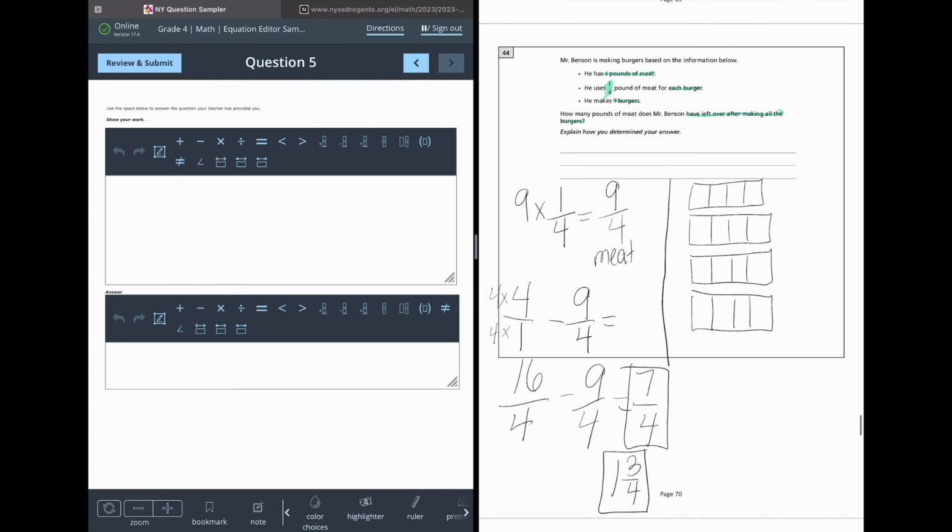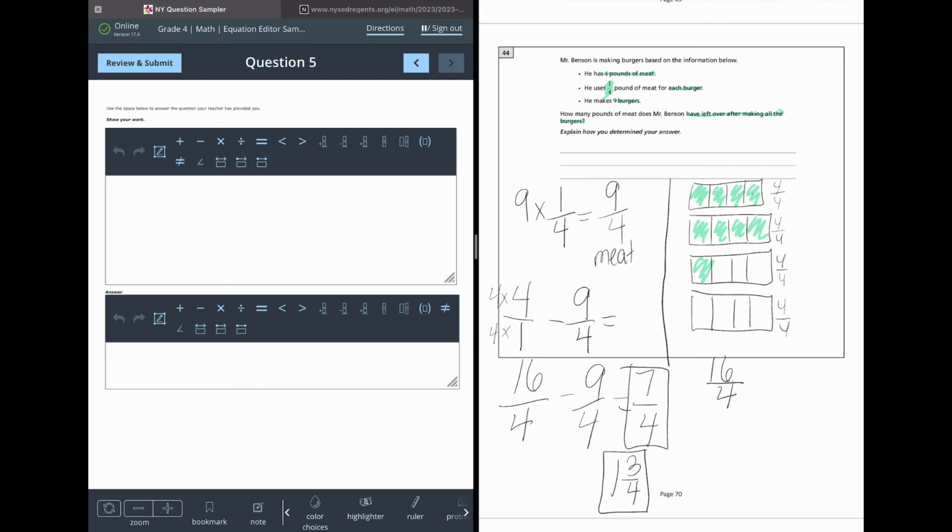Okay, so I can see 1, 2, 3, 4. So this is 4 over 4 plus 4 over 4 plus 4 over 4 plus 4 over 4. And this is 16 over 4. And I know he makes 9 burgers. So each of these are all the burgers he can make. He makes 9 of them. 2, 3, 4, 5, 6, 7, 8, 9.